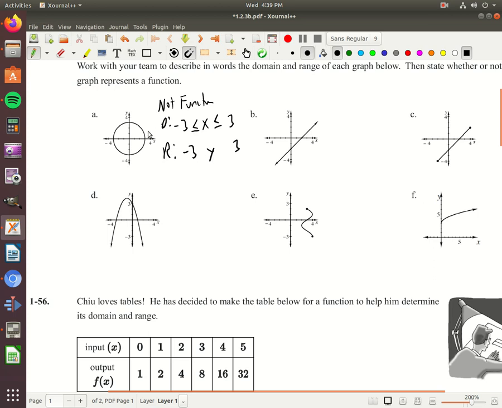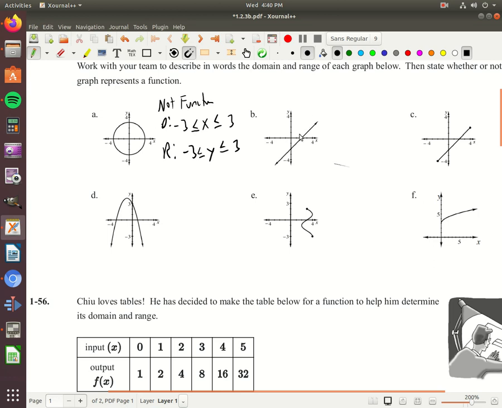Make sure you use a y for range, again, because we're using the y-axis. And could it be exactly -3? Yeah. And could it be exactly +3? Yeah. So same thing. I can plug in between -3 and 3, and I can get out between -3 and 3. What about b? Is this a function?